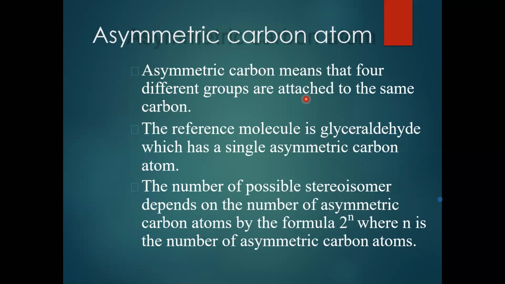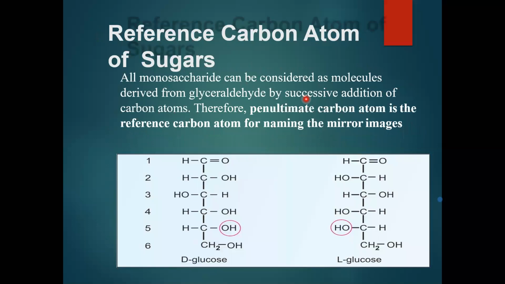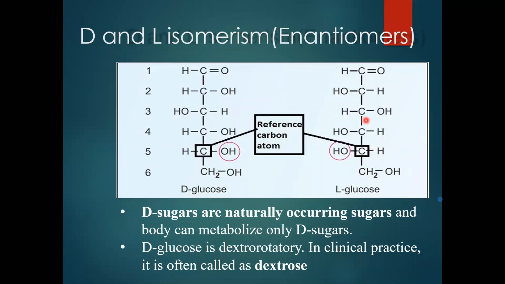total number of stereoisomers which can be present is actually 2 to the power n, where n is the number of asymmetric carbon atoms. Now coming to the reference carbon atom of sugar. All monosaccharides can be considered as molecules derived from glyceraldehyde by successive addition of carbon atoms. Therefore, the penultimate carbon atom is the reference carbon atom for mirror imaging, or for the D and L isomerism, capital D, capital L isomerism. D and L isomers are enantiomers.